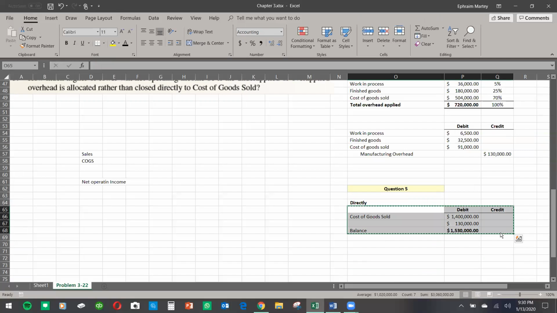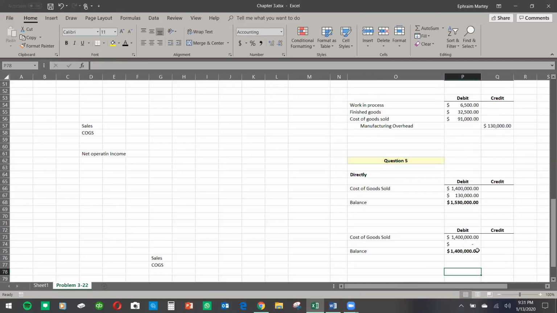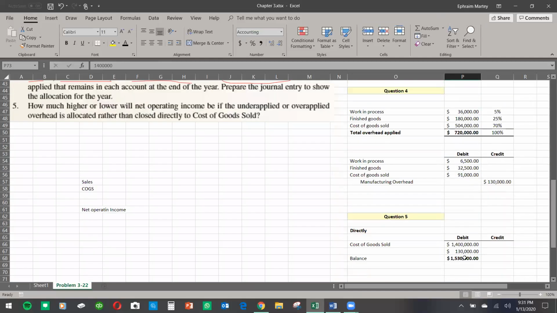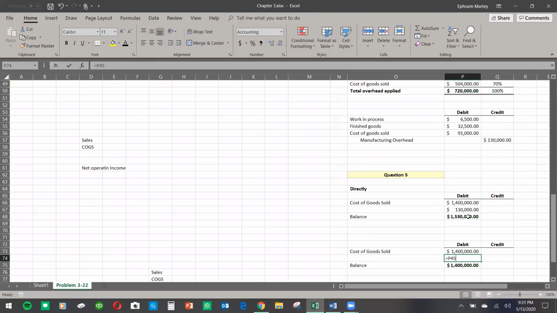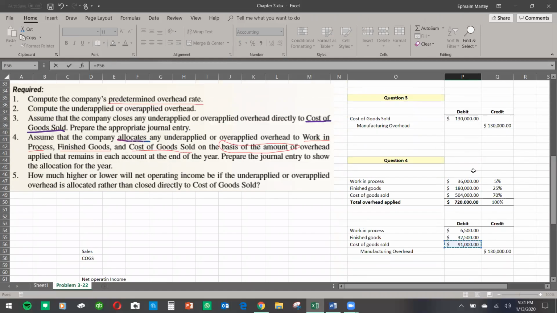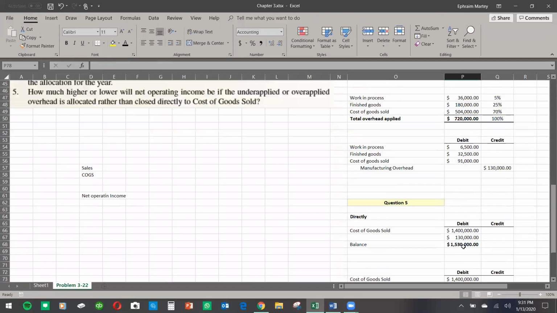Now, if we allocated it, we will have 1,400,000 there because at the end of the year, the company has 1,400,000. But allocating it, we have only cost of goods sold of 91,000 here. When we did it directly, it was 130,000, but when we allocated, it was 91,000. So we had 91,000, and the balance would have been 1,491,000 for cost of goods sold.